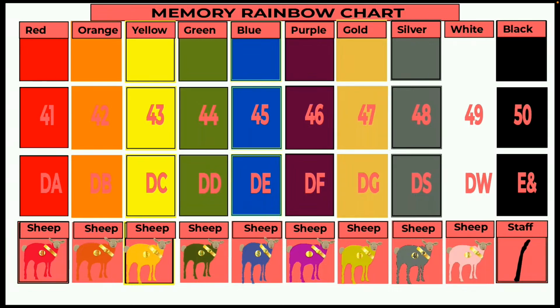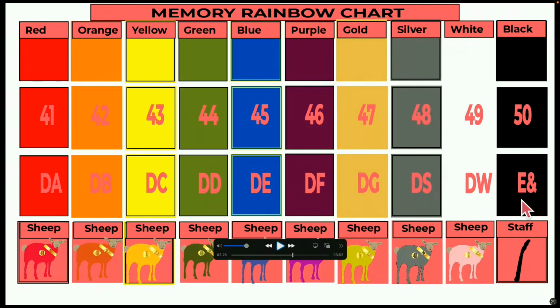So they also become leaders of the universe, right? And we'll talk about them as power heroes later on. So these are the sheep, and the shepherds become guardians of the universe. So they have their letters, as I said, DB for orange, DC is for the yellow sheep, DD is for the green sheep, and you can see the double D. DE is the blue sheep, DF purple, DG gold, DS silver, DW white, until we get to E amp.